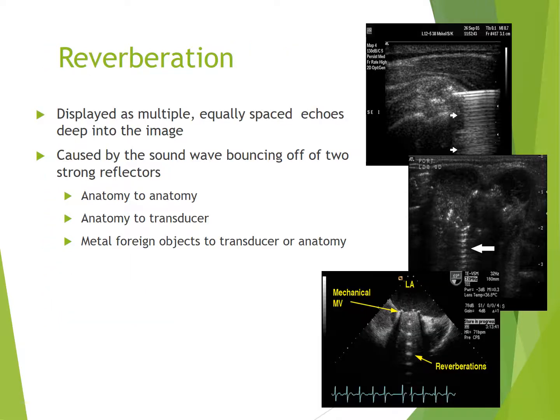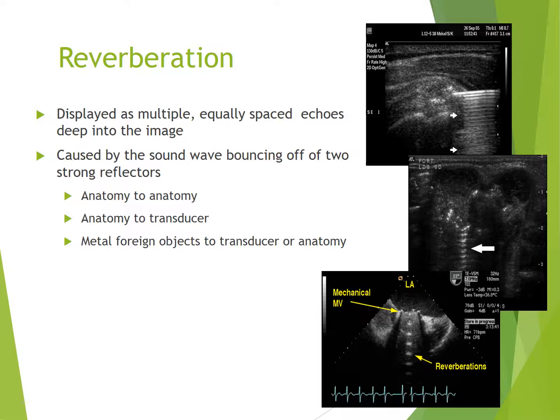Reverberation artifact is going to be displayed as multiple, equally spaced echoes deep into the image. This is going to be caused by a sound wave bouncing off of two strong reflectors. Those two strong reflectors are typically anatomy to anatomy, anatomy to transducer, or a metal foreign object to the transducer or anatomy. So basically you just have to have two interfaces that are very strong reflectors, and sound is going to bounce in between the two. The result is then reverberation.